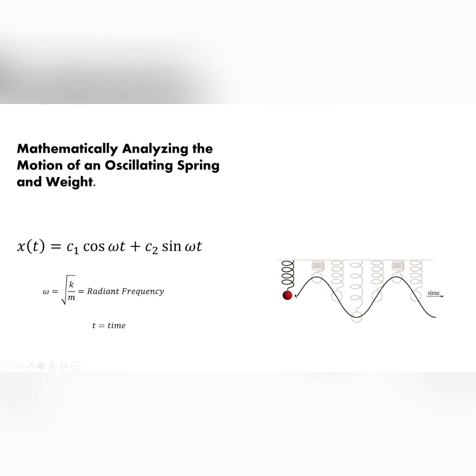And you can see when it oscillates up and down, it's going to trace this specific position graph, which is denoted with either a cosine wave or sine wave. Now, the way that we're going to be mapping this is with a second order differential equation. And you can see right here, this is the general solution that we're going to be deriving, where omega is the radian frequency, or the square root of the spring constant k over the mass m, and t is of course time.